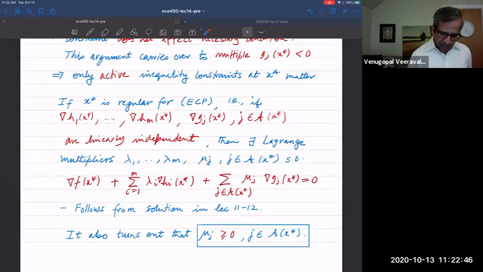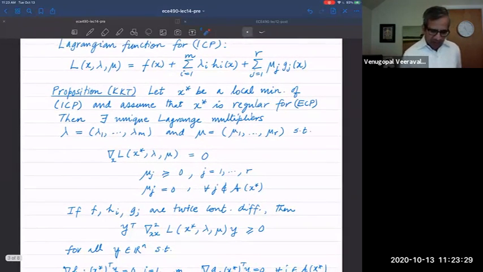By the way, in order for these gradients to be linearly independent, it's obvious that m plus the number of active constraints has to be less than n. We saw that when we just had equality constraints, it required m to be less than or equal to n. Here we need m plus the active inequality constraints to be less than or equal to n in order to get a regular x star. Keep that in mind.